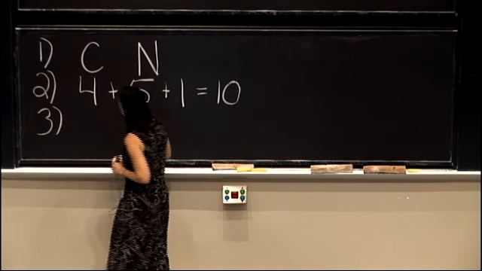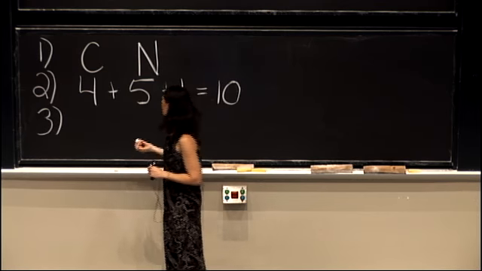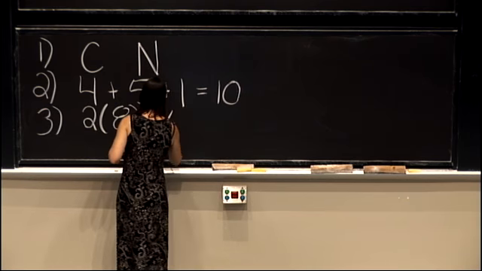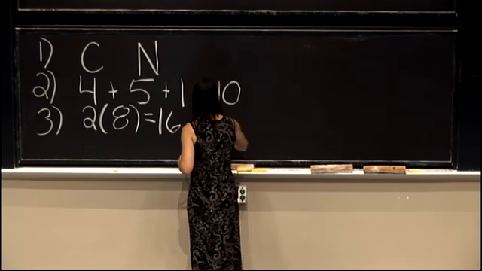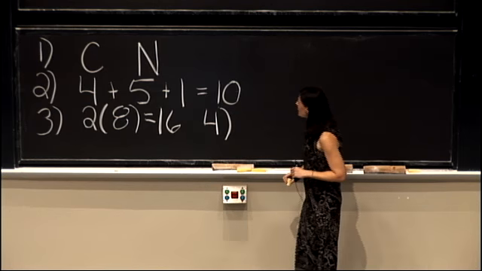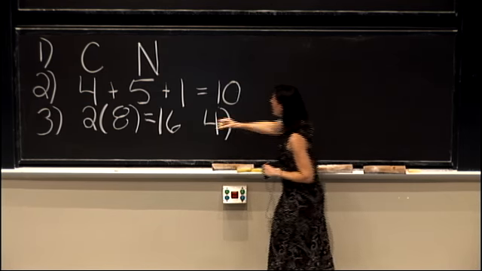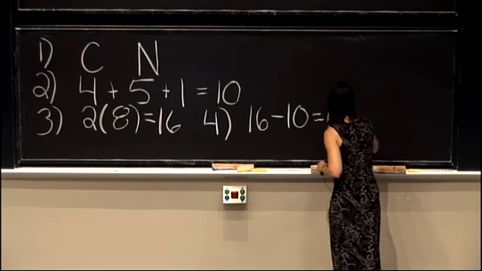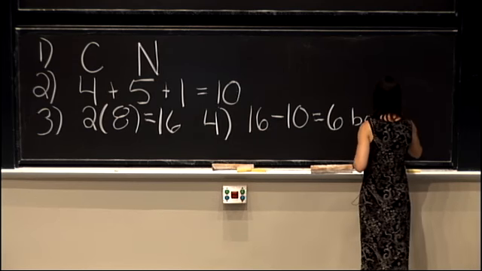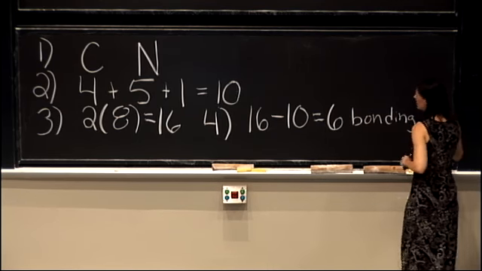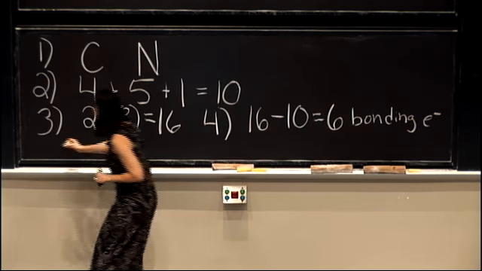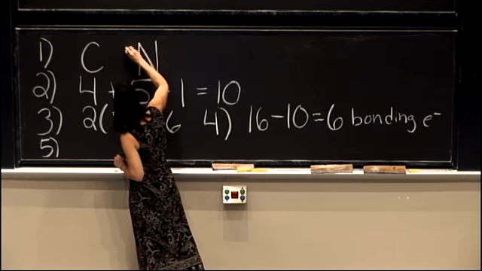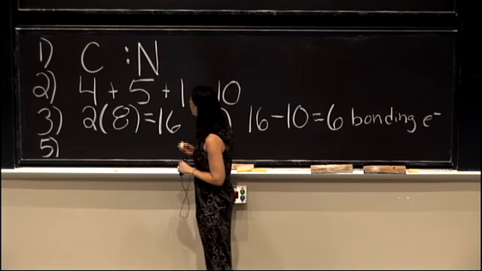And if we go on to step 3, where we figure out how many we would need for full octets, it's just going to be 2 times 8. So we have 16. And step 4 is going to have us figure out how many bonding electrons we have. So we have 16 minus 10, which is 6 bonding electrons. So step 5 tells us to add 2 electrons between each atom. So we add 2 there.